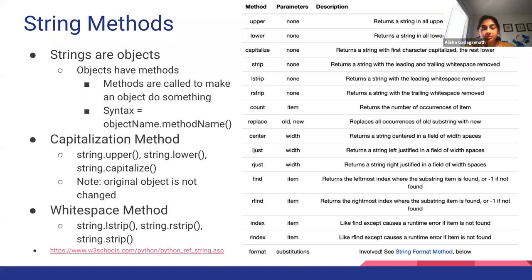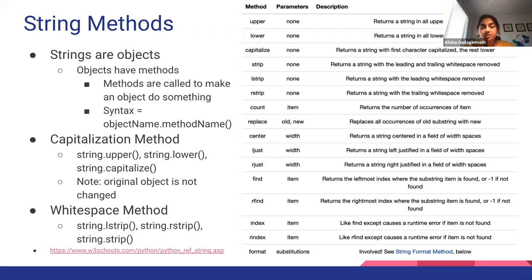And then two methods are the capitalization method and the whitespace methods. These are two different types of methods. So the capitalization method, essentially there's multiple methods that can change the case of a letter. So the upper method changes all of the letters in the string to uppercase. So you have to be careful on whether you use upper or capitalize, because capitalize only capitalizes the first letter in the string, while upper capitalizes every letter, and then lower changes every letter to lowercase.